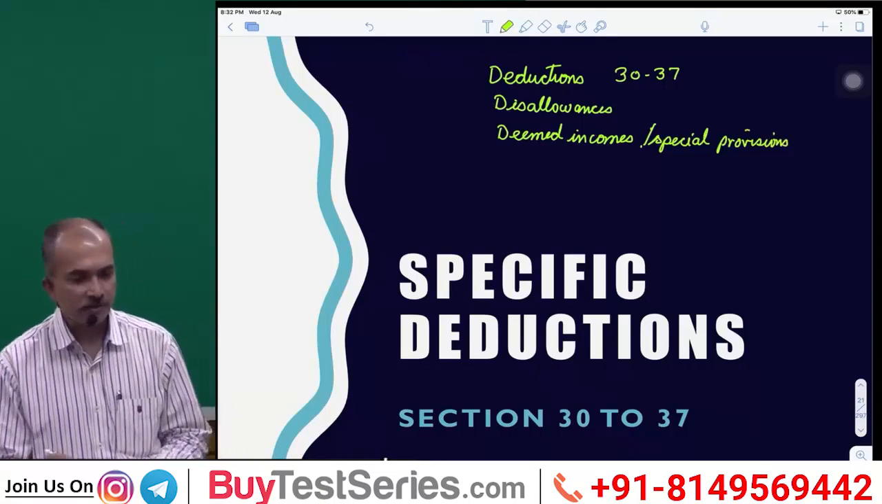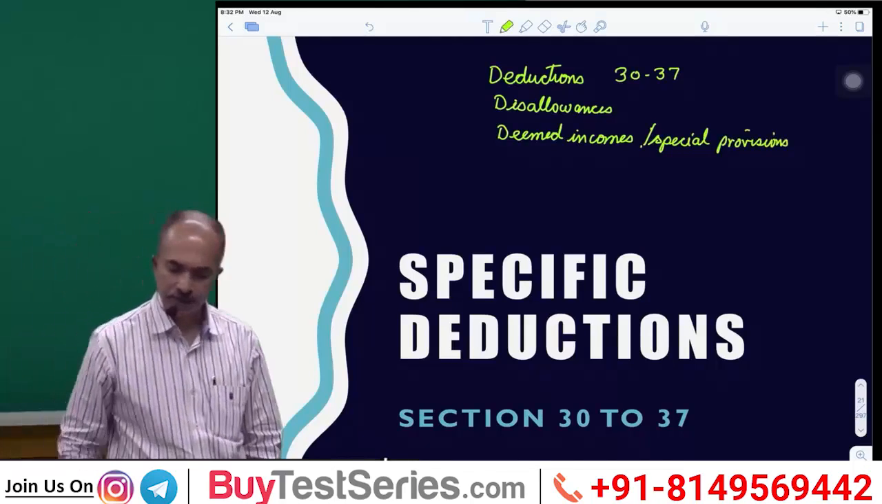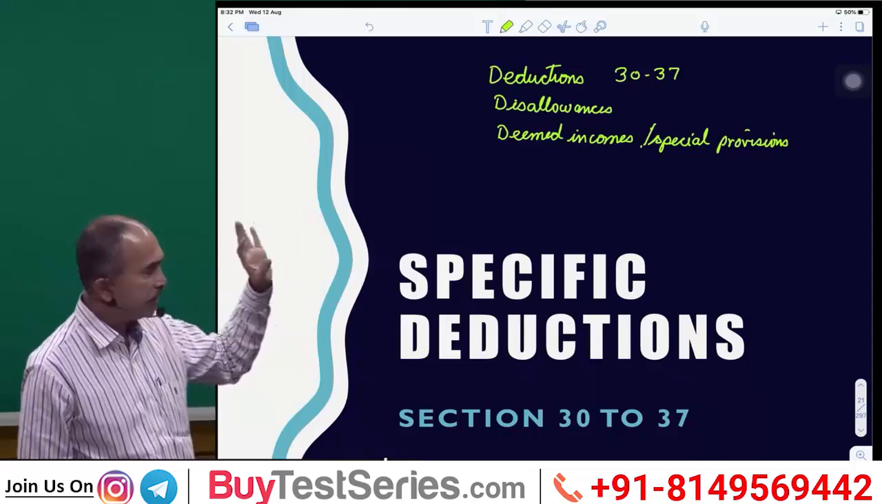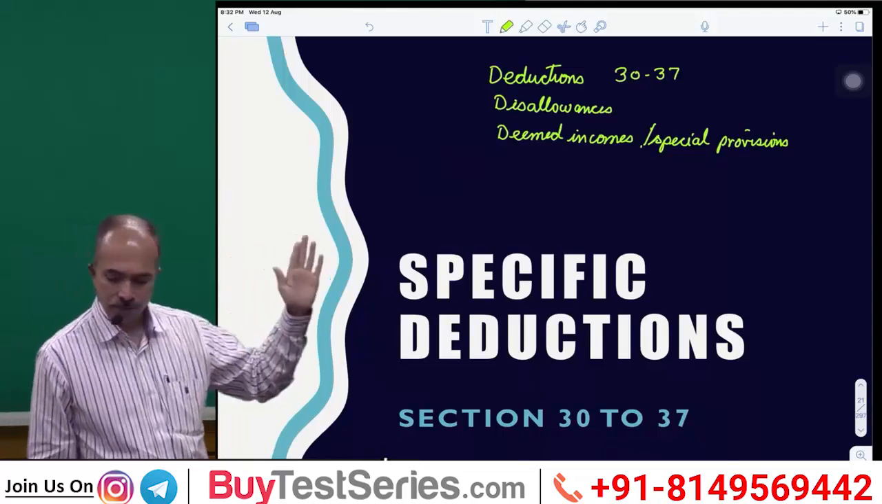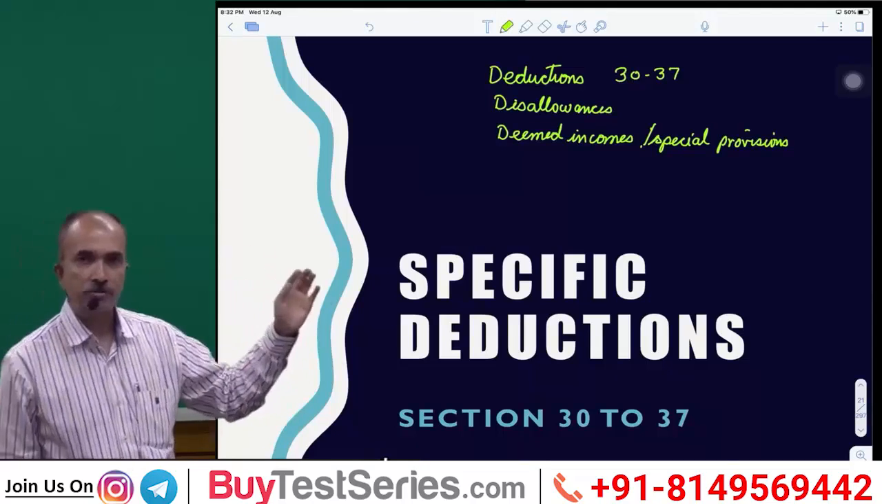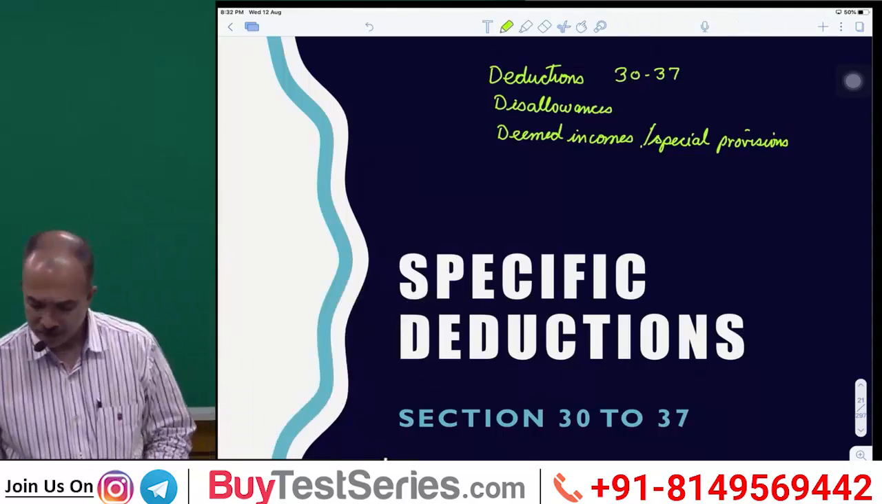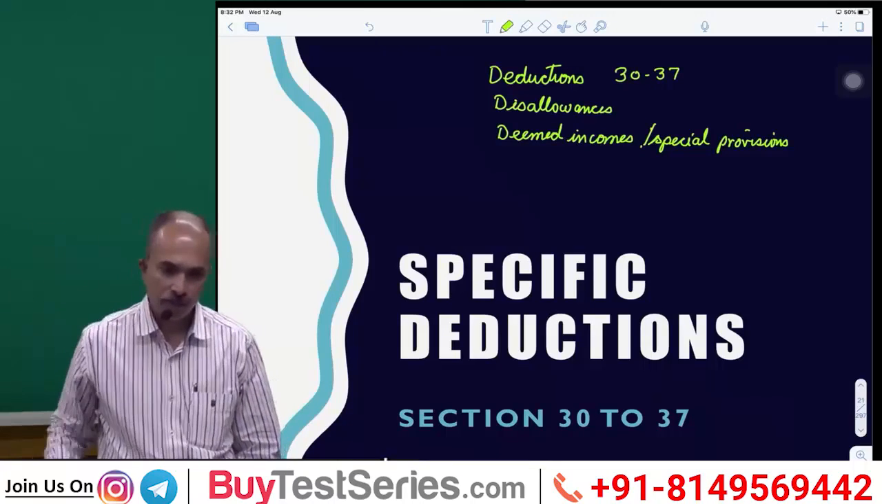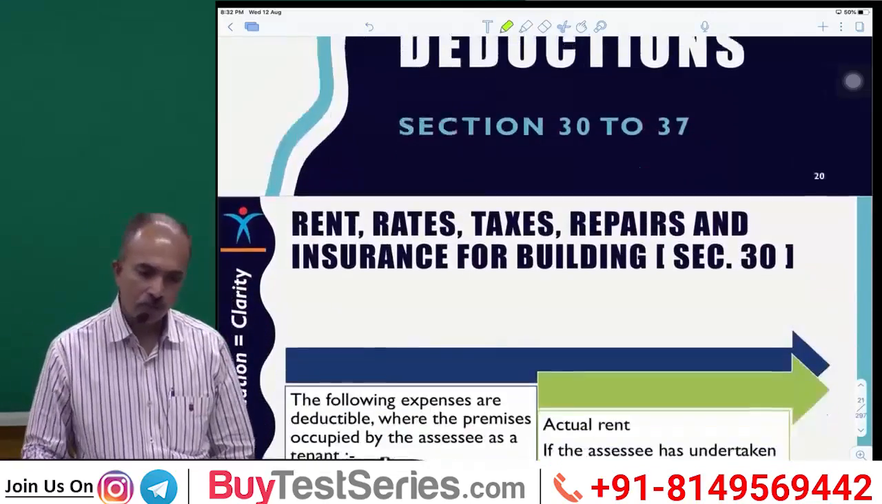Certain types of income have some special provisions we shall see separately. But first concentration shall be on specific deductions which are listed out in section 30 to section 37. 30 to 37 deal with these specific deductions. Okay, let's look at these one by one.